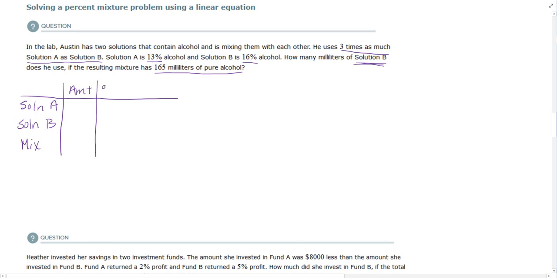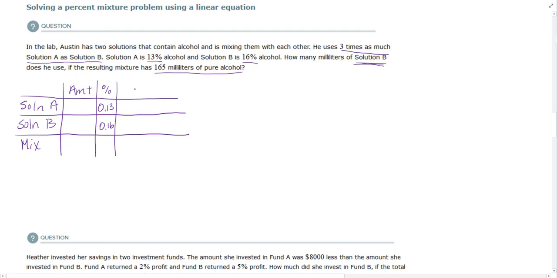But the second column is going to be the percentage or the concentration. And you always want to write this as a decimal. So instead of 13 for solution A, I'm going to put 0.13. Maybe I should draw some horizontal lines here. And then for B, 0.16. And they didn't tell us what the mixture is going to be in terms of the percentage, so I'm just going to leave that blank. I may not need to know.